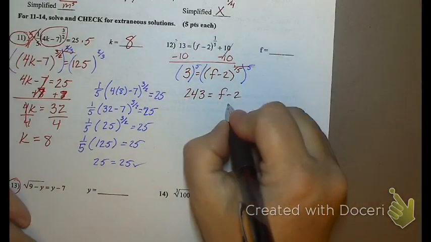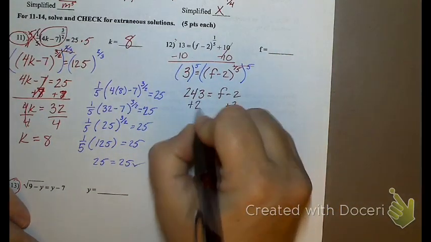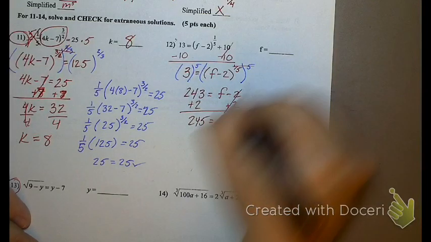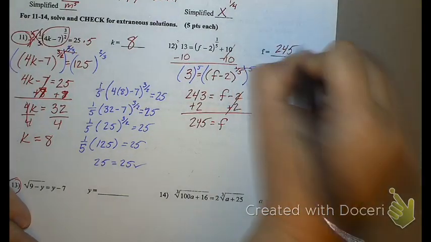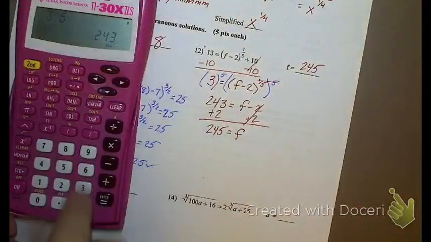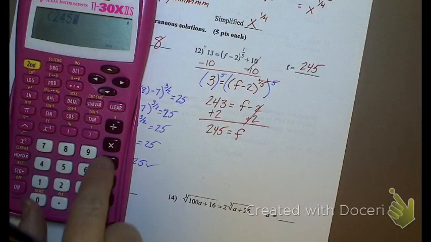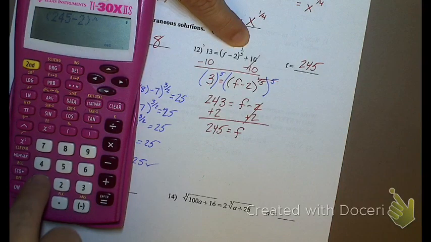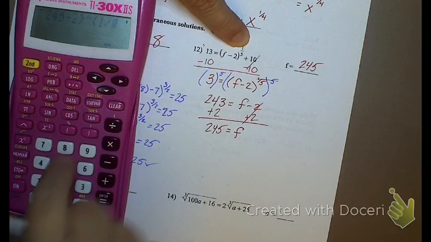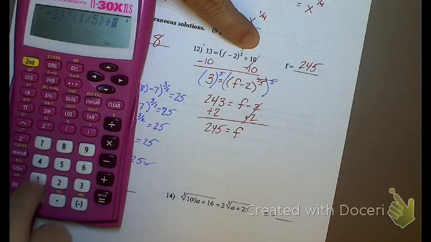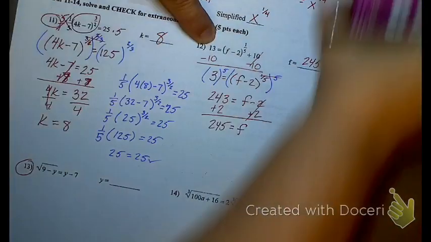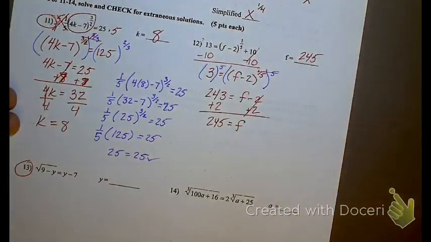Well, that's pretty easy. So f equals 245. And again, you could check this. Does 245 minus 2 all to the 1 parentheses, 1 divided by 5 power, plus 10, does it equal 13? Yes, it does. Okay, questions there?